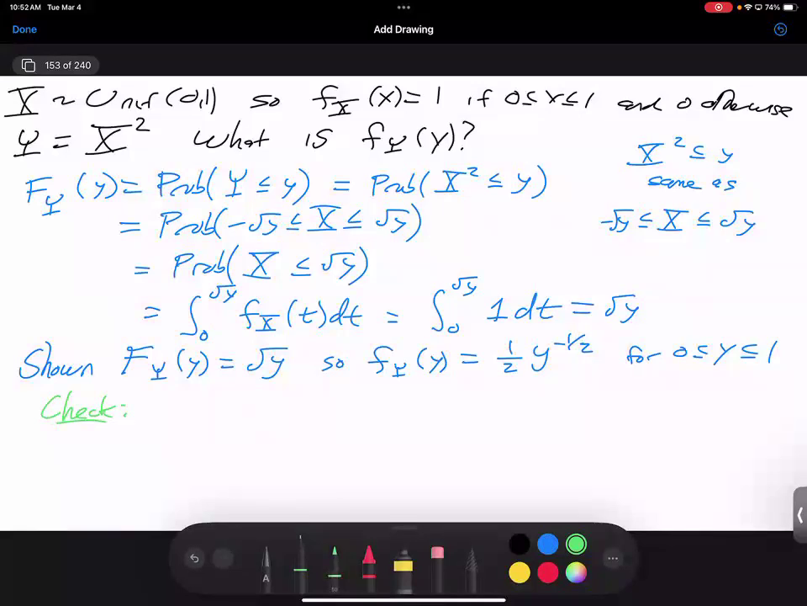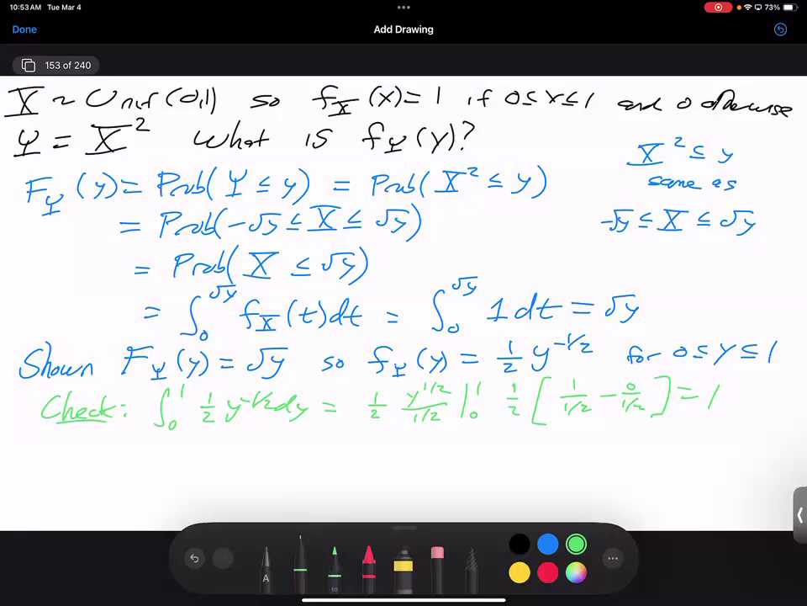We integrated. Good. So if we integrate from 0 to 1 of 1/2 y to the minus 1/2 dy, that's going to be y to the 1/2 divided by 1/2, evaluated at 0 and 1. Oh, no, sorry, not 3/2, 1/2. And so we get 1 over 1/2 minus 0 over 1/2, which is 1. So it does integrate to 1.